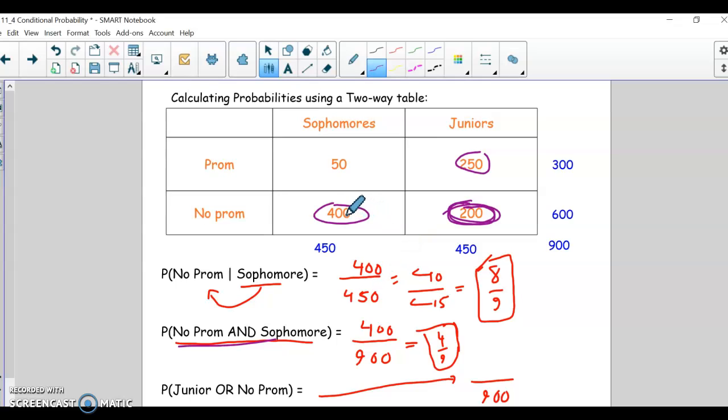So here's our no prom, here's our juniors. All total, if you add all those up, that's almost everybody. That's 850, right? And so that's our answer. And just to save some time, I'm not going to reduce it, but technically you could reduce that fraction. All right, let's do at least one more example here.